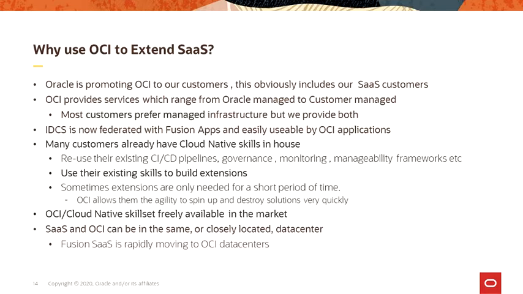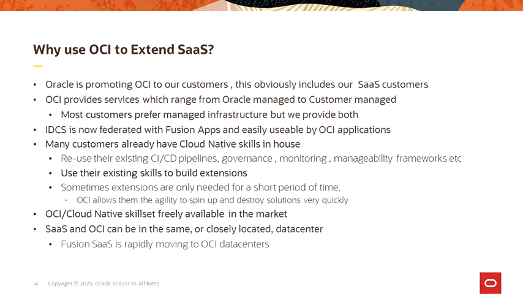They've already got existing skills, or maybe they want to build an extension for a very short period of time. And one of the nice things of OIC is that it allows you to spin up and destroy solutions very quickly. And if you use technologies like Terraform, you can do it from a command line. The skill set's freely available in the market.